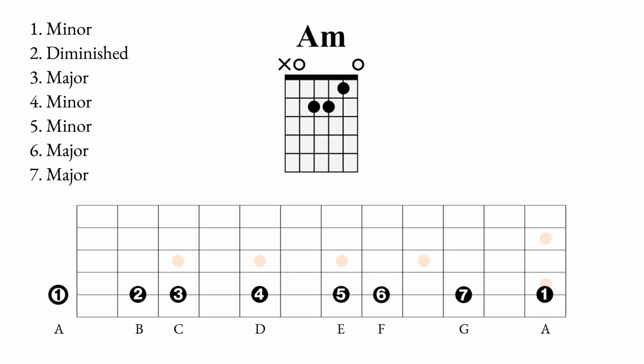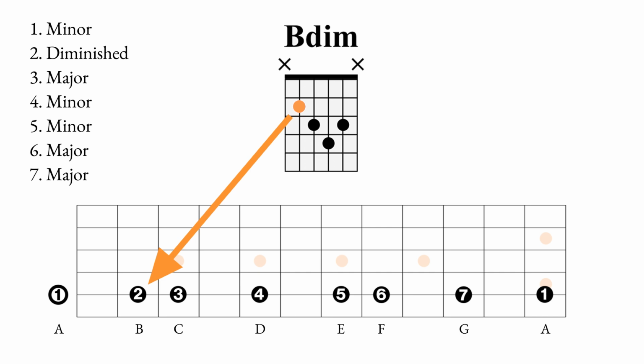The second note in the key is B, and the second chord in the sequence is diminished. So I'm going to apply a diminished chord shape to this B note, and we get a B diminished chord. The root note of the chord, which is this note here highlighted in orange, is generally going to be the lowest note in the chord and has to match the note in the scale. So we're applying chord shapes to the root note.